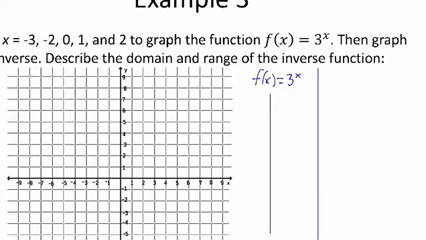So making a quick table out of this, we're going to plug in the x values that they suggest. So -3, -2, 0, 1, and 2. I don't know why I skipped a -1, but I did.